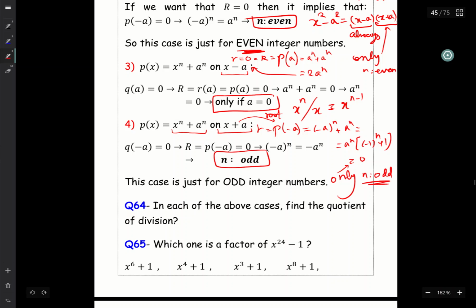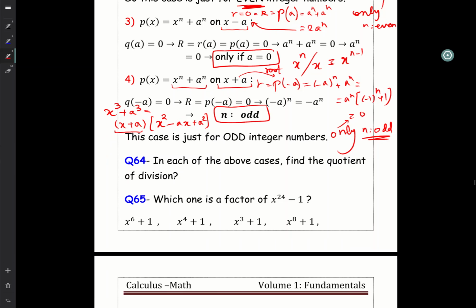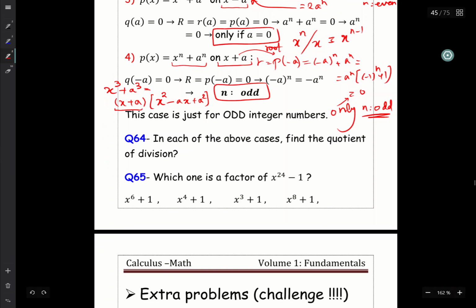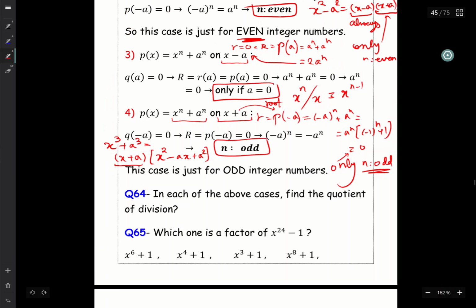Okay, and we've seen one example: x cubed plus a cubed is x plus a times (x squared minus ax plus a squared). So x plus a divides x cubed plus a cubed. In each of the above cases, find the quotient of division.